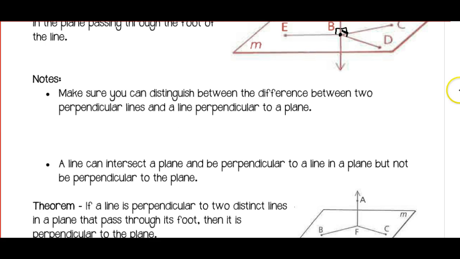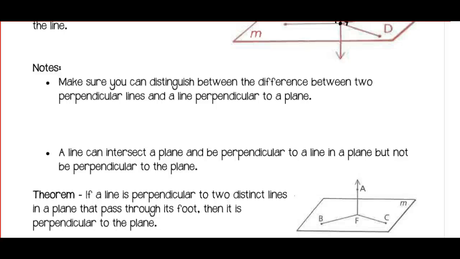So a couple of notes here. Make sure you can distinguish between the difference between two perpendicular lines and a line perpendicular to a plane. And then a line can intersect a plane and be perpendicular to a line in the plane, but not be perpendicular to the plane. So I'll see if I can draw a picture here for you.